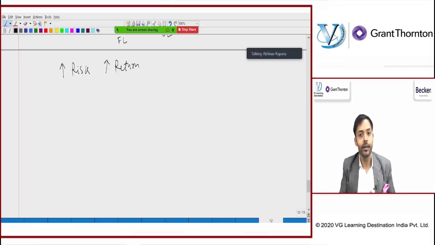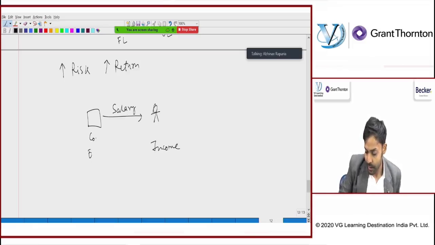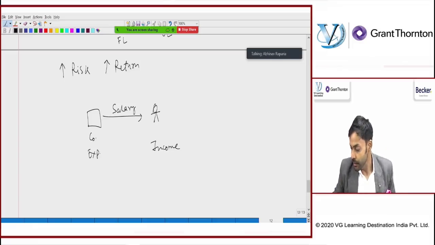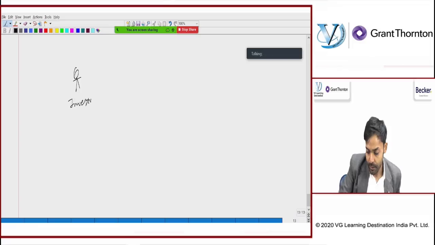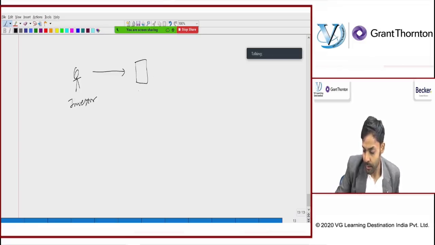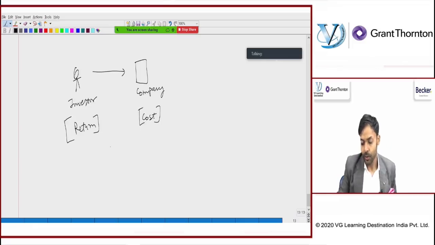So when we are saying the return, it is a return for the person who is making the investment, but it is parallelly a cost for the person who is incurring it. For example, you are working in a company and the company is paying you a salary. This salary is an income for you, but an expense for the company. Similarly, for the investor making the investment in the company, it's a return, and for the company, it's a cost. So both terms are the same thing, just a different way of looking at it.